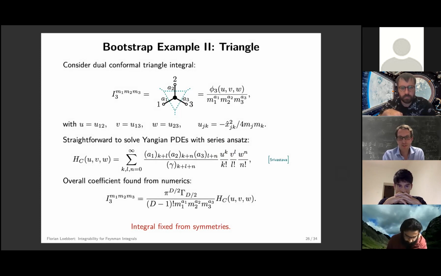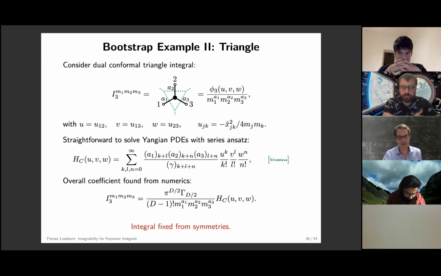It's due to Srivastava, who called it HC. Since we can argue that only this series of the 29 formal solutions has the right convergence properties, we said, okay, the integral should be expressible in terms of this function. And again, using numerics, we can indeed fix the overall coefficient to have this form.